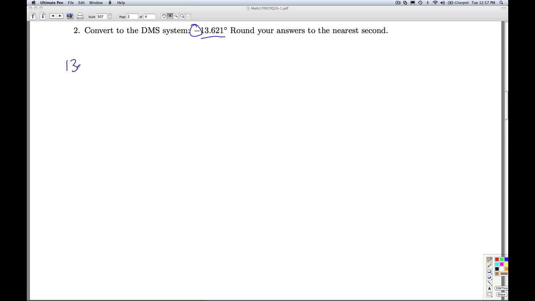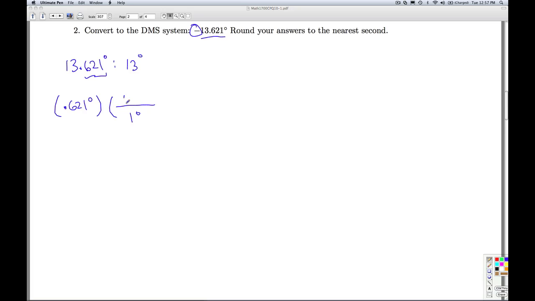Let's look at 13.621 degrees. So how many whole degrees do we have? Is 13 degrees. And then we have this many degrees left over. These are partial degrees, and so the first thing we'll do is see how many minutes this is. So we'll convert this to minutes.